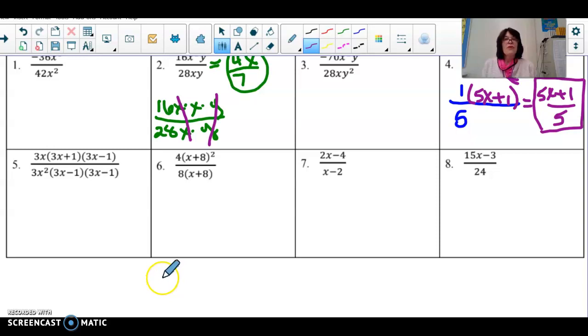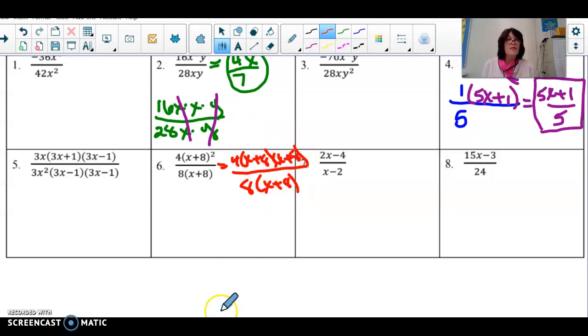I would like to show you what to do with number 6. Remember that x plus 8 squared is x plus 8 times x plus 8, if you want to write it that way. That might help you see that one of the x plus 8s cancels, but the other doesn't. I'd like you to do number 5 and number 6 on your own.